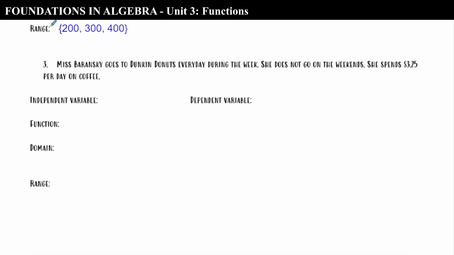For number 3, Miss Bareski goes to Dunkin' Donuts every day during the week. She does not go on the weekends. She spends $3.25 per day on coffee. So, what is our independent variable?